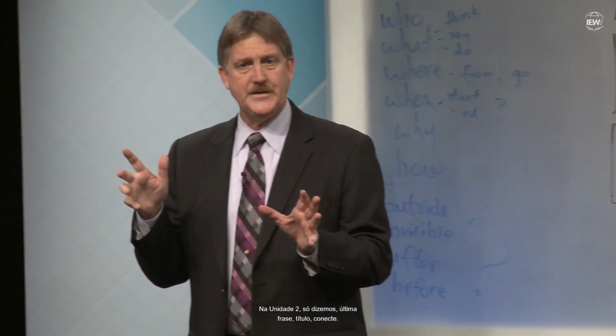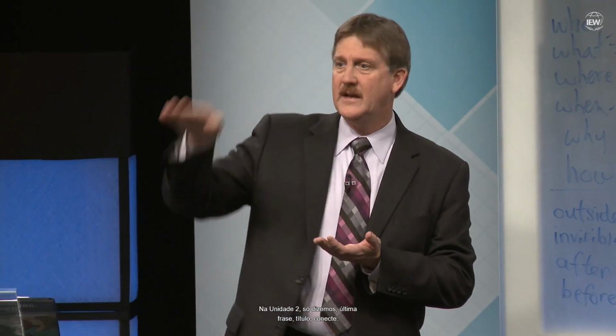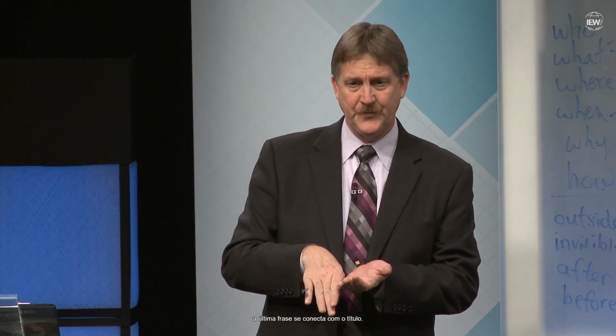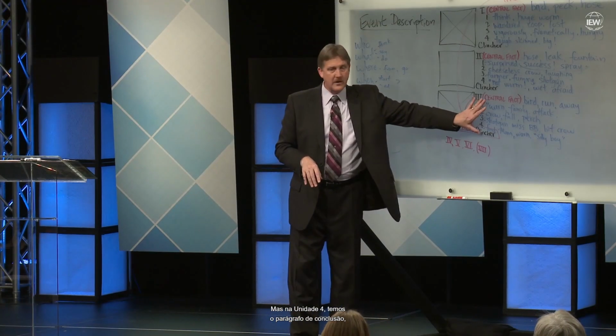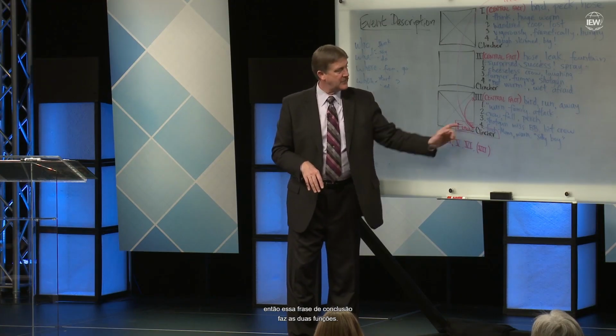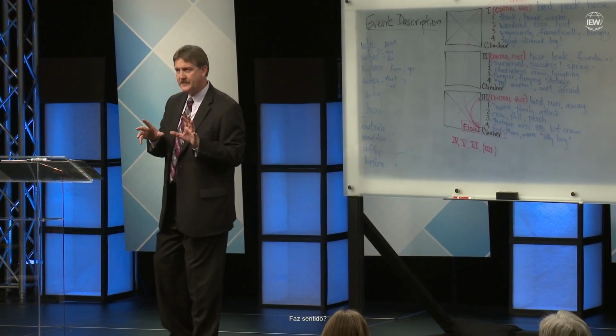So in Unit 2, we just say last sentence, title, connect. In Unit 3, story clincher, last sentence, connects with the title. But in Unit 4, we have the paragraph clincher, and if there's multiple paragraphs, then this final clincher has that double job. Does that make sense? We see the example here. You can mark it in your book to remind yourself. Read the very last sentence. Papageno smiled at this reducing magic as he trudged along the Calgary Trail in search of the Burger King. Smiled, grin, trudged, strode, and the title, reducing magic, is also contained in that sentence.